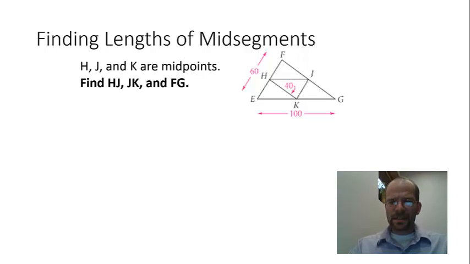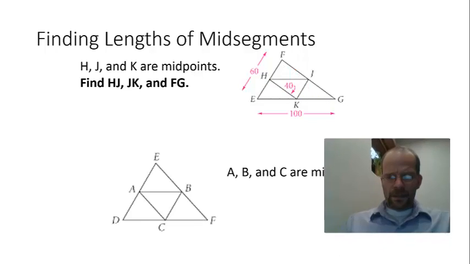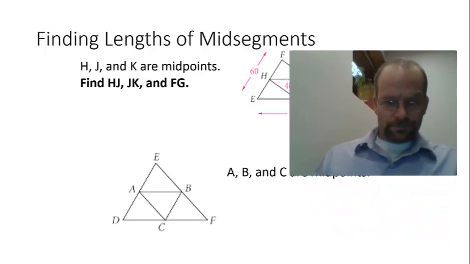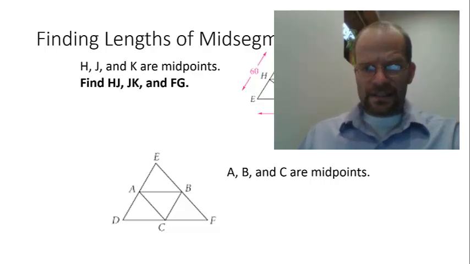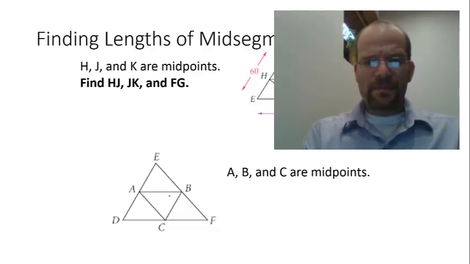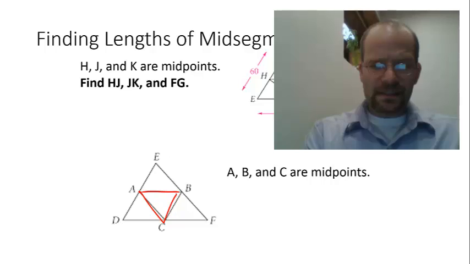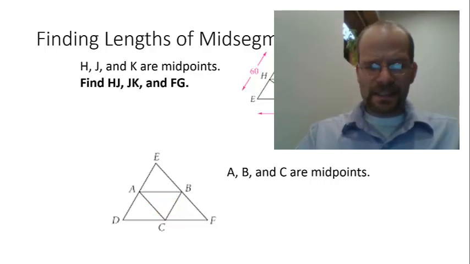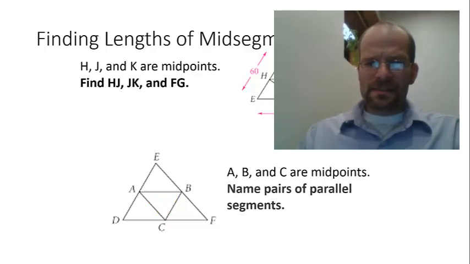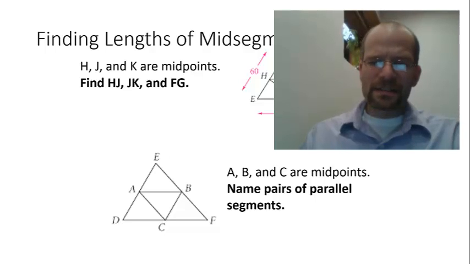So that's one of the ways we apply it. Straightforward application. Notice again that these sides, the corresponding sides, are all parallel. All right, here we have again triangle DEF, and it tells us that A, B, and C are midpoints. So we're looking at three midsegments here: AB, BC, and AC. And the problem asks, name pairs of parallel segments.